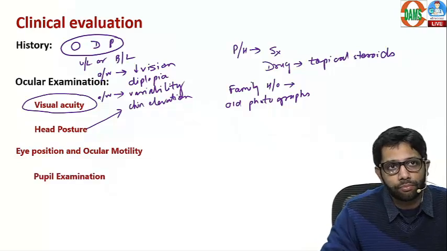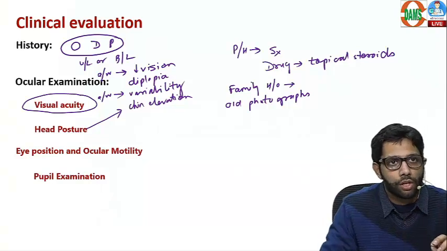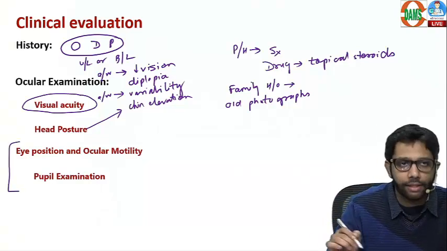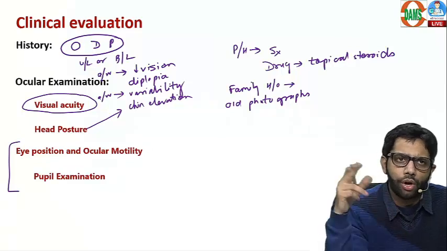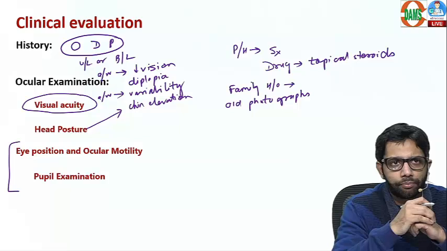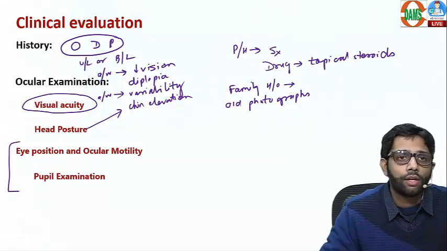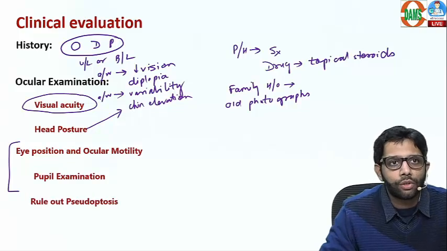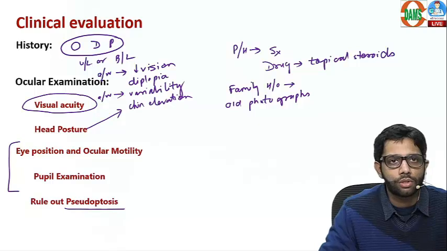And pupil examination. In third nerve palsy, the pupil is dilated. In Horner's, the pupil is small. So these important things can be done during the initial part of the examination or after the measurements as well. And simultaneously with this, you have to rule out whether the patient is actually having ptosis or not. You have to rule out pseudoptosis, false ptosis.